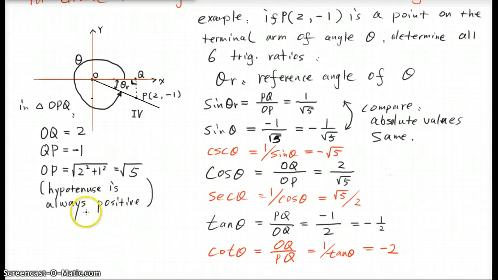Another thing I have to mention is that when you find these ratios, you look at the triangle formed by the reference angle. The two legs may be positive or negative, but the hypotenuse is always positive. I put it here. So that's this question, and you can do a lot of similar questions using the same strategy.